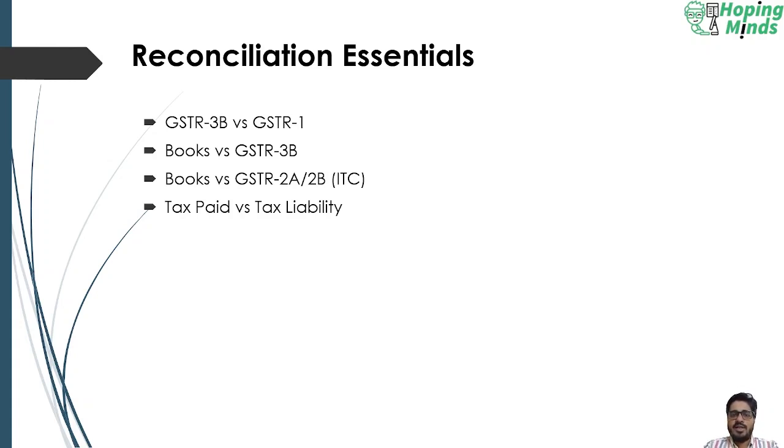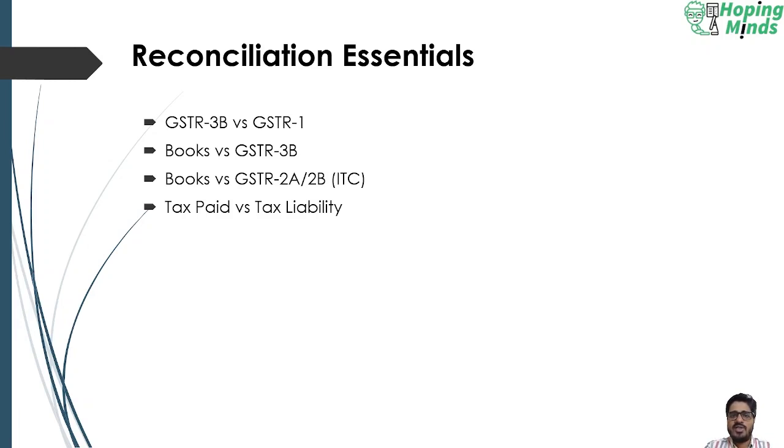Then reconciliation between books versus GSTR 3B. The total taxable value as declared in GSTR 3B and the total sale value as per the books must match across all months. Also, the tax liability as declared in GSTR 3B and books must match with each other.